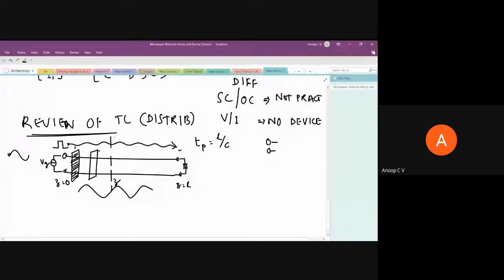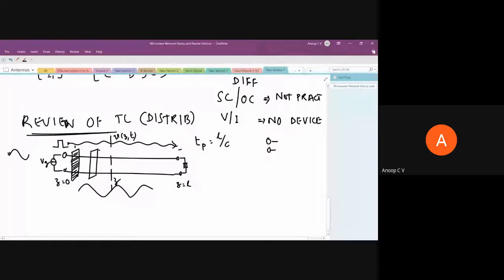the voltage at this point will be V of z comma t. It is a function of space as well as time. Why? Because voltage is not constant. Even though these are pure conducting wires, the voltage along the length is not constant, because we have to consider the transit time effect. So V of z comma t, and current will be I of z comma t. This is what I told, we have to consider.